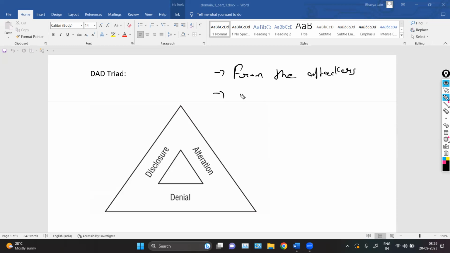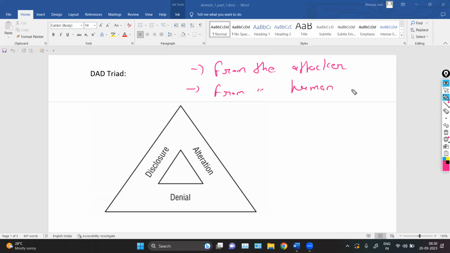Second, it is protecting the data from human error, or we can say oversight. Let me write again. Sorry for my handwriting. First, from the attacker or from the attacks. Secondly, we are protecting the data from human error, or we can say oversight. And third, from natural disasters.